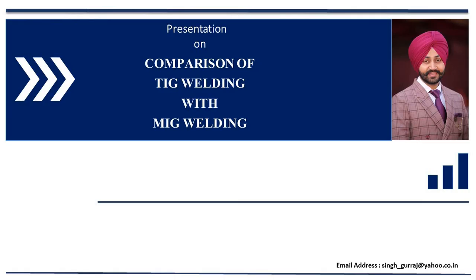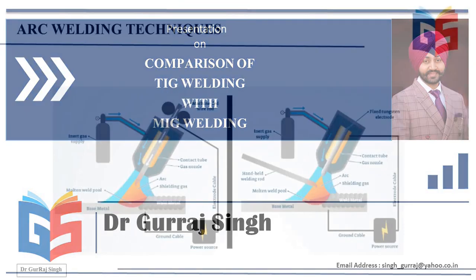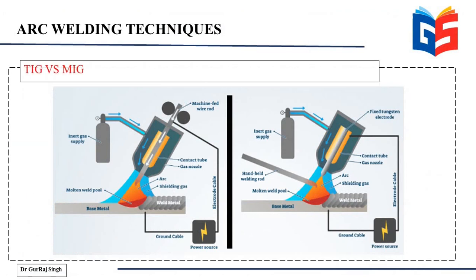Hello friends, myself Dr. Gurraj Singh, and in today's video we are going to discuss a very important topic, that is the comparison of TIG welding with MIG welding. These are two very important arc welding techniques, the first being tungsten inert gas welding and the second being metal inert gas welding. We'll have a look at the key differences between the two.